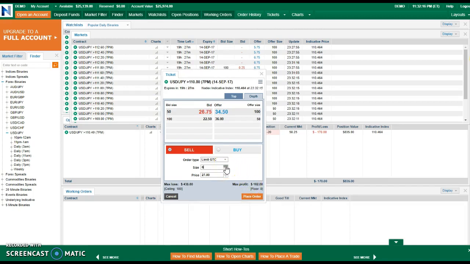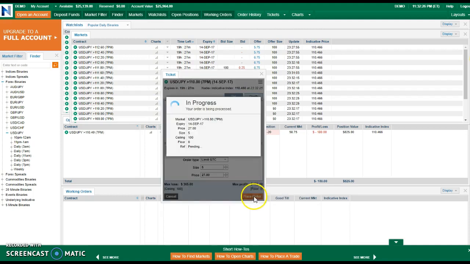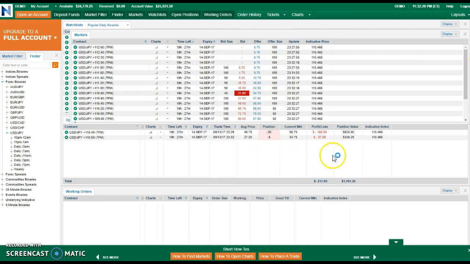So risk half the account, $365, almost half, make a $135 trade, 50% on the account. If you think it's going to win, place your order, bam, just like that. And so now I have two trades in, just like that. So it all depends on how you want to place your trades, and what kind of trades you want to do.